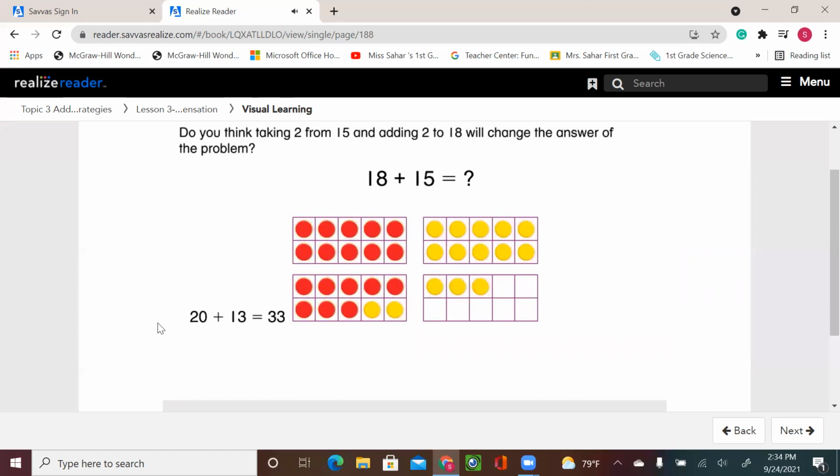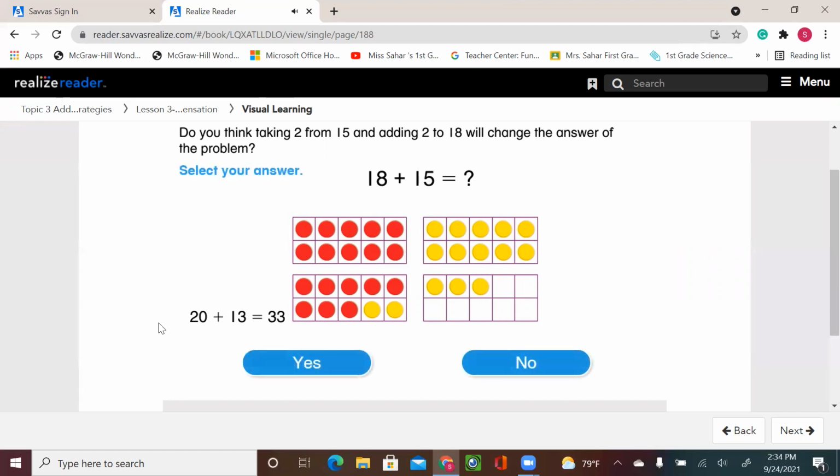Do you think taking 2 from 15 and adding 2 to 18 will change the answer of the problem? Select your answer. Okay, so for today's lesson, we're using compensation, which means we try to move counters to make it easy for you to count. And we always know if you have 0 on the ones, that's easy for you to count. And that's why the 10 frame was easy, moving counters to make one of your addends 10, and then you add what's left. So over here, 18 plus 15.